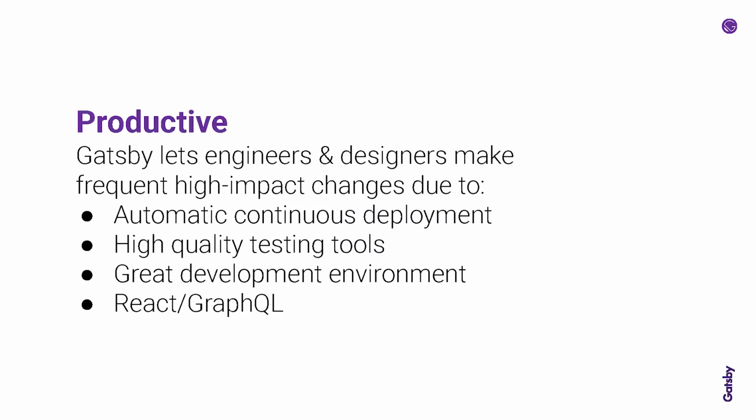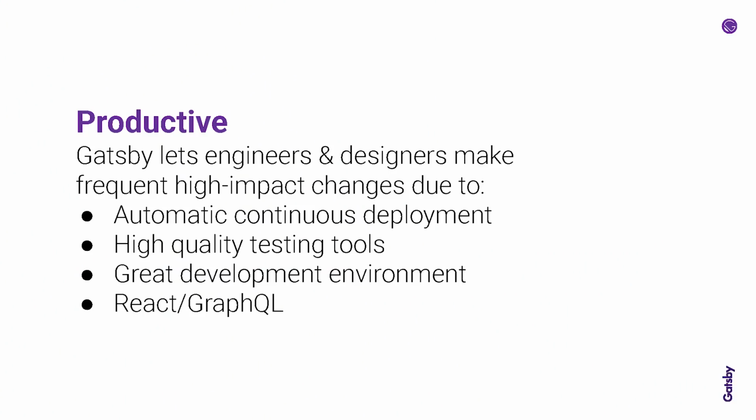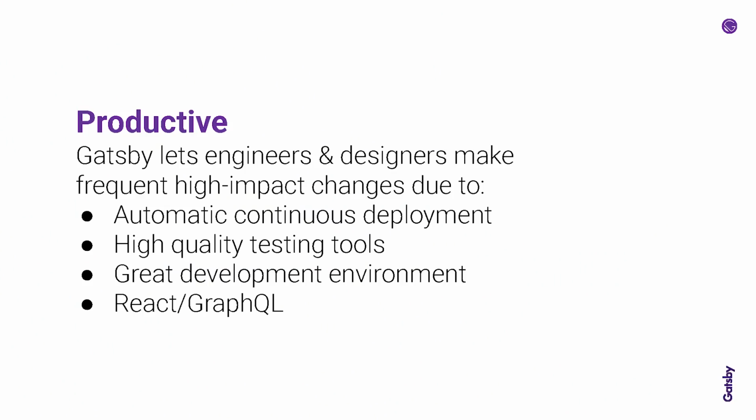Productive. Cloud software enables developers to be very productive, because you're just describing how the software should work. You don't need to have complex stacks running on your computer and database migrations and all that. Gatsby lets engineers and designers make frequent high-impact changes due to automatic continuous deployment. With services like Netlify, everything's completely automatic. You push code, you change data, and it rebuilds and redeploys the site. It's very productive. High-quality testing tools: Gatsby inherits from a ton of work being done in the front-end space to have a richly tested site, so that you can push changes and be very confident that your site is not going to break in unexpected ways. Great development environment: React and GraphQL also aid a lot in helping you make changes very quickly and be very confident that you know what the effect of your changes is.